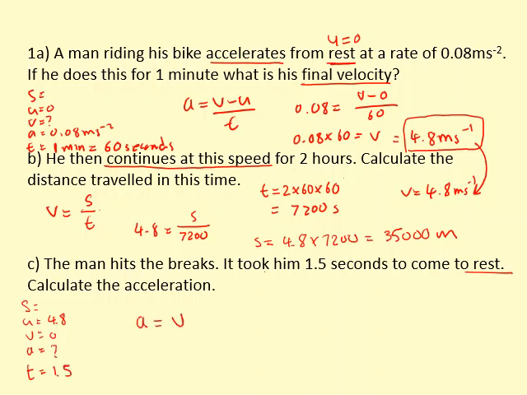A equals V minus U over T. If we put this in, we get 0 minus 4.8 over 1.5, and if you put that number in, you get minus 3.2 meters per second squared. This means he's decelerating, he's slowing down.